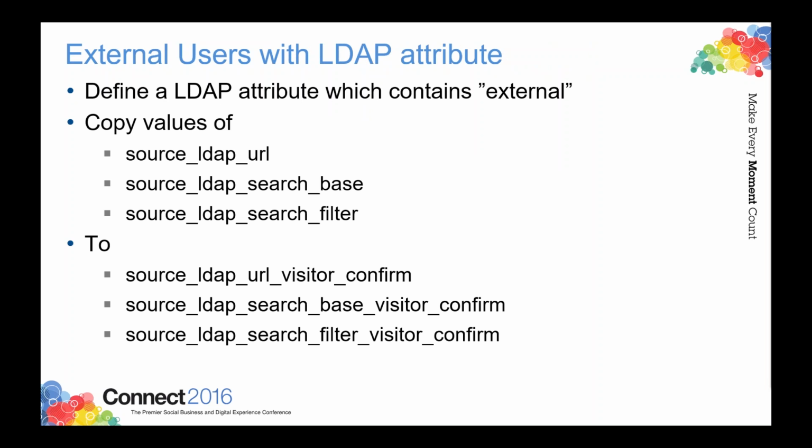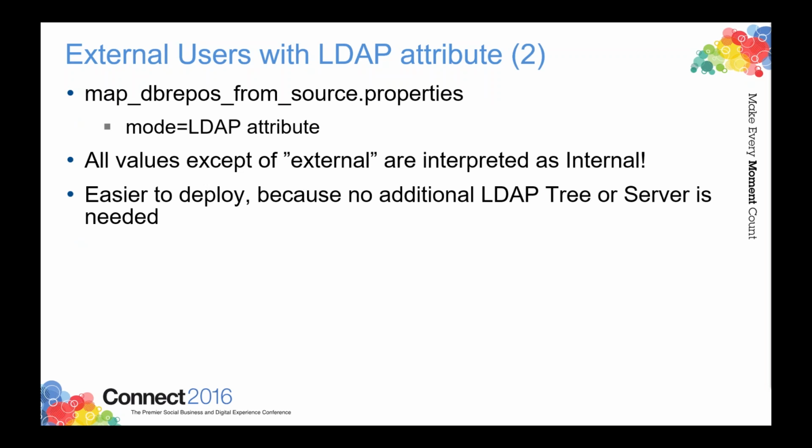Or you use an LDAP attribute. You need to define an LDAP attribute which contains external. Please be aware, it must contain external, nothing else. You can't configure another parameter in the default. So use source LDAP URL visitor confirm like before, but with the values of your production LDAP, and then you can set the mode to the LDAP attribute where external is stored. So maybe connections, external users. But all values except external are interpreted as internal. So you need to set it to external.